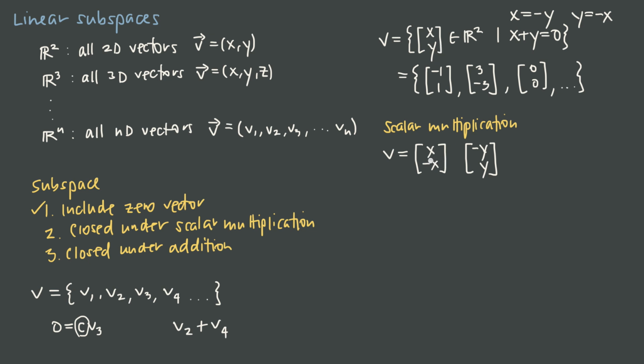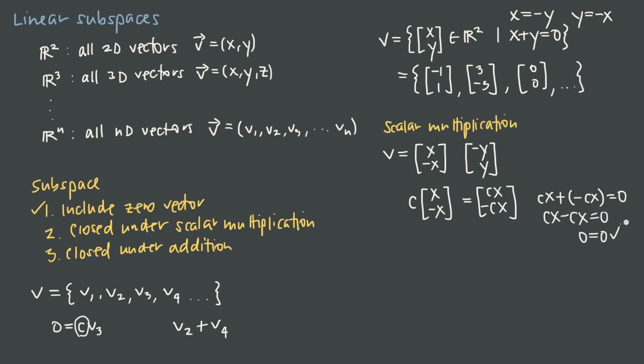If I multiply this by a scalar, so let's say I multiply this vector x, -x by a scalar c, so I'm going to have c times x, -x. The vector I'm going to get here is cx, -cx. Well, remember that my condition here, x plus y equals 0, is telling me that if I add these two together, I have to get 0. So I have to be able to say cx plus negative cx equals 0. I get cx minus cx equals 0, or 0 equals 0. This checks out, which means the vector cx, negative cx, is in the vector set V.